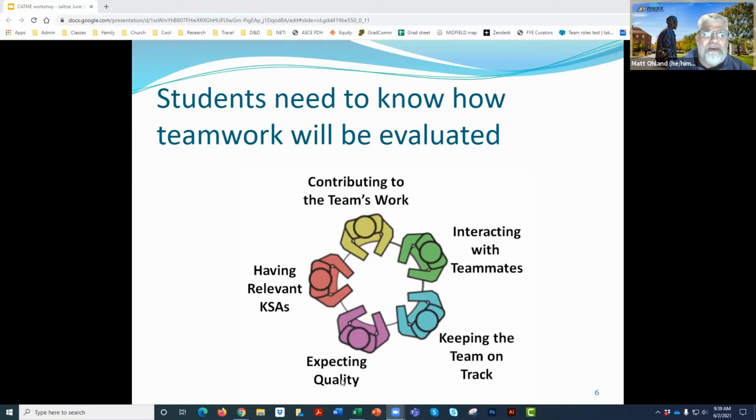Expecting quality is voicing the opinion that the group can do a good job and expecting it to do a good job. And keeping the team on track is about monitoring the progress of the team toward its goals, which could mean monitoring teammates' progress, but it also would include monitoring external conditions.